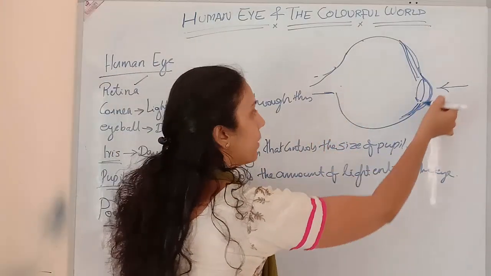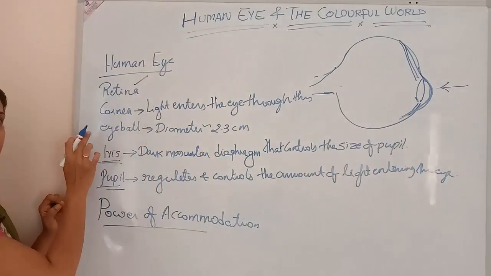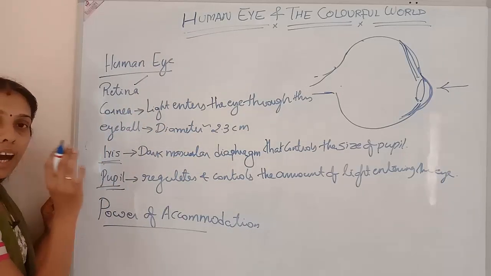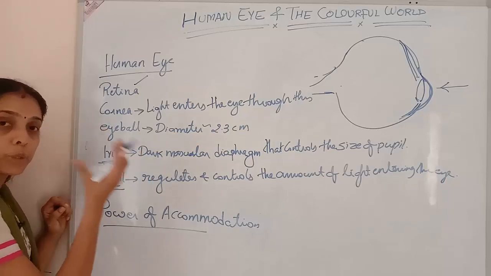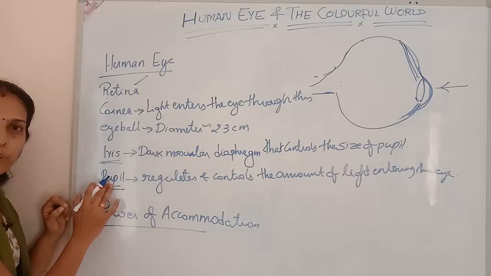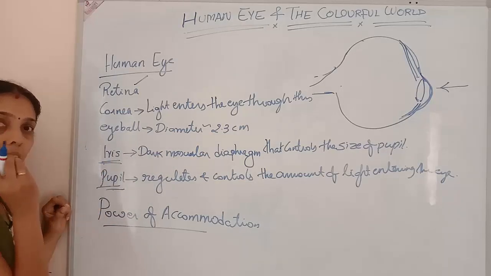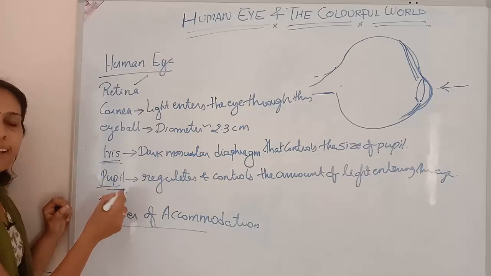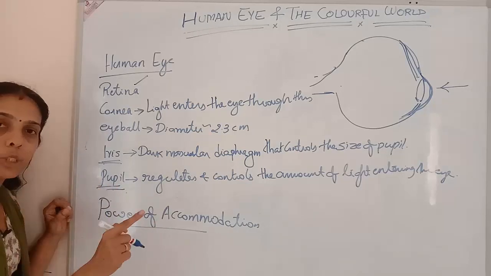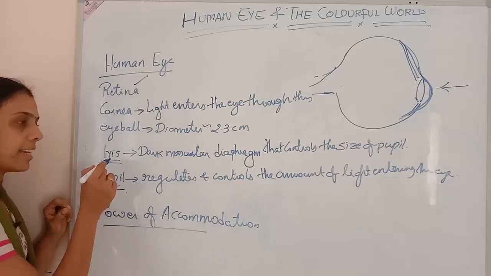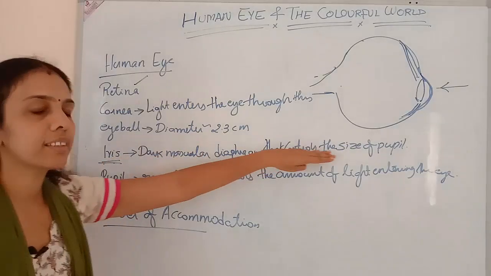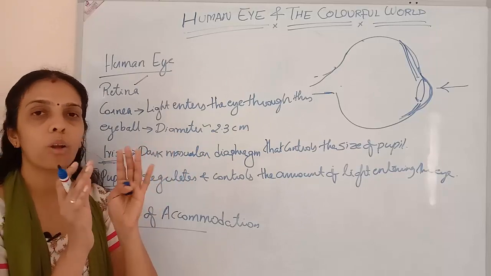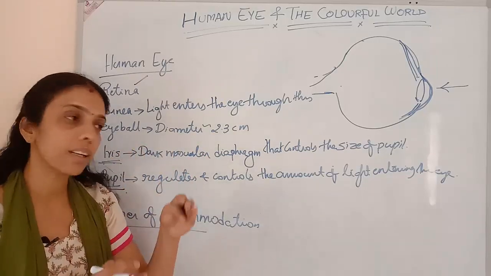So the outer covering is called the cornea, and next is the eyeball, the whole thing, about 2.3 centimeters, and then the iris. Iris is a dark muscular diaphragm which helps to control the size of the pupil. Since it is controlling the size, the amount of light entering the eye decreases or increases with the help of the pupil. So the pupil regulates the light entering the eye, and the iris is the dark muscular diaphragm that controls the size of the pupil. The pupil itself can't increase or decrease its size, so to help that, the iris comes in.